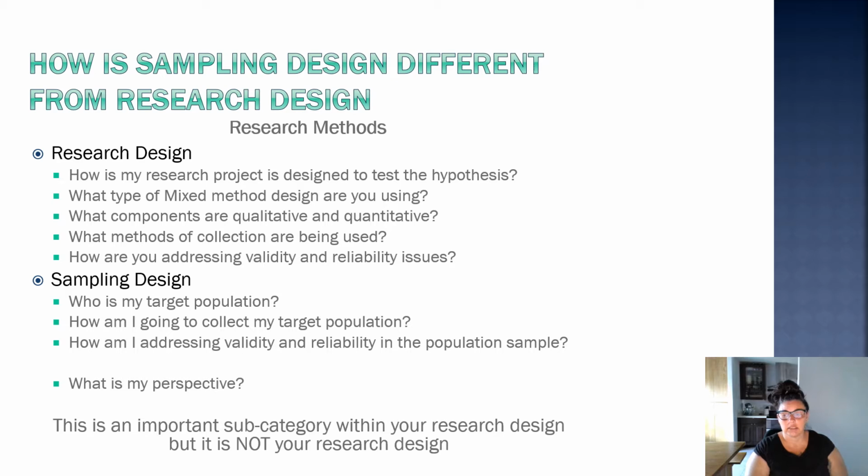Sampling design is how you're going to collect your subjects. So who your subjects are, who your target population is, we'll explain what that means in a minute, and how you're going to collect that target population. How you're going to target those people that have the specific information that you need, and then how you're going to address the reliability and validity issues in your population. So a sampling design is how you're going to collect your people. A research design is how you're going to collect your data.